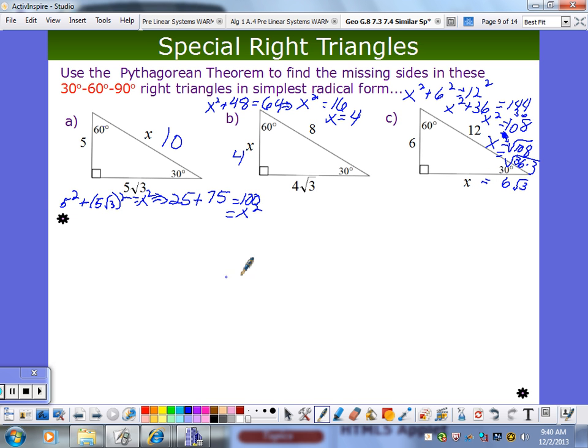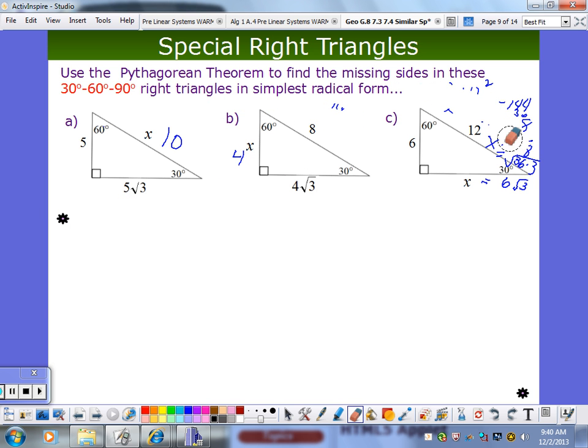So again, let's see if I can erase some of the work here. And we start seeing a pattern. You see any pattern for me? 5, 5 rad 3, 10. 4, 4 rad 3, 8. 6, 6 rad 3, 12. Yeah? Yes.